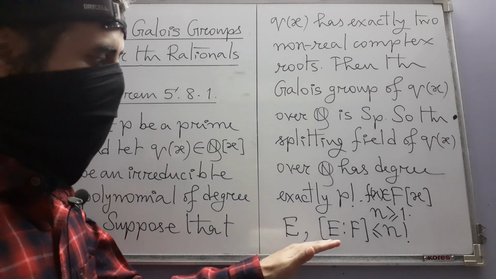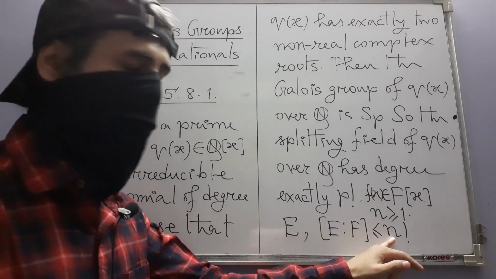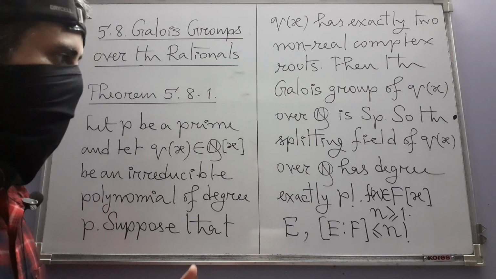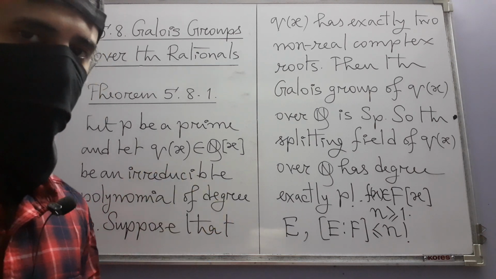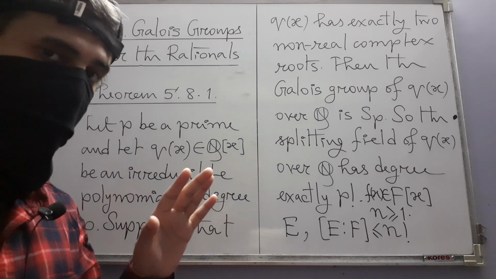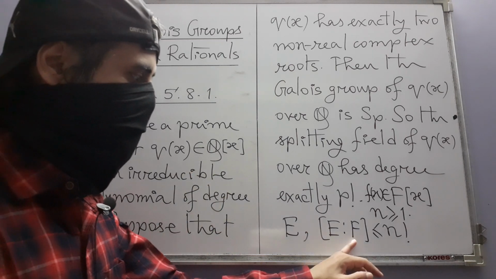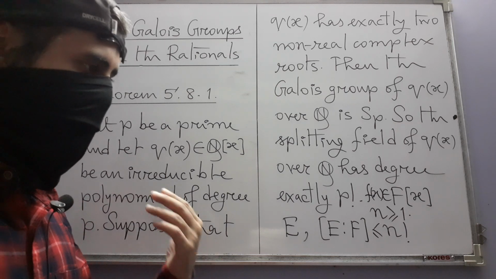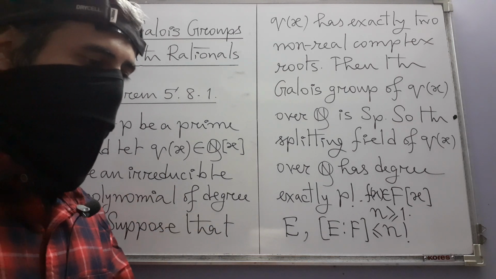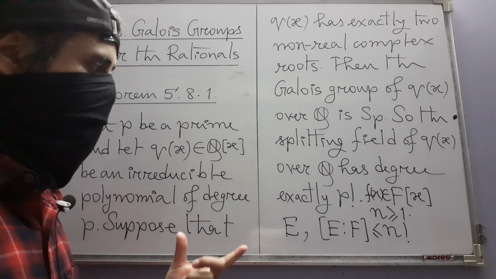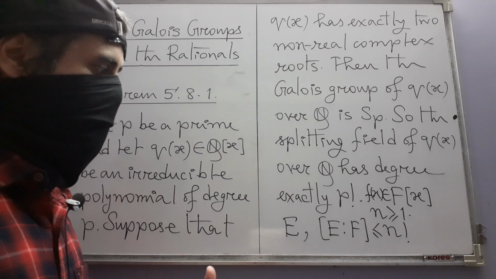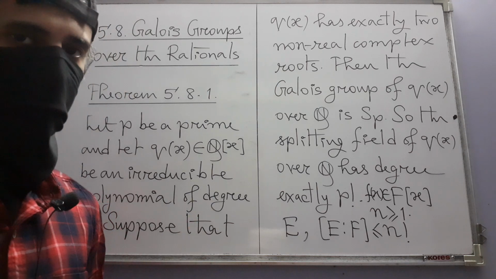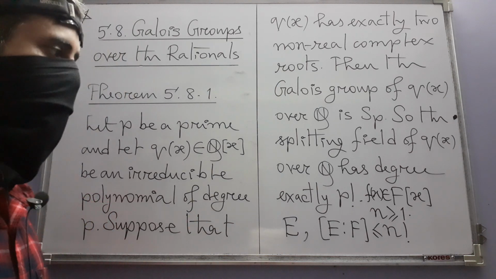And at that time we mentioned that this bound of n factorial is actually attained. And in the previous section we saw that the bound of n factorial is actually attained: there is a polynomial over the field of rational functions, actually, for which the splitting field is in fact of degree n factorial, where n is the degree of the polynomial.